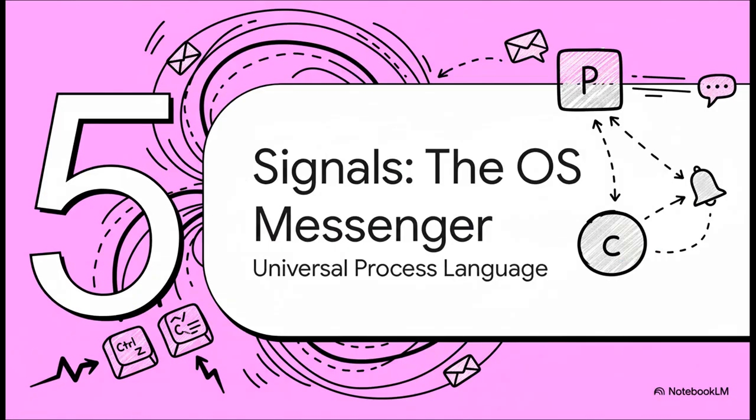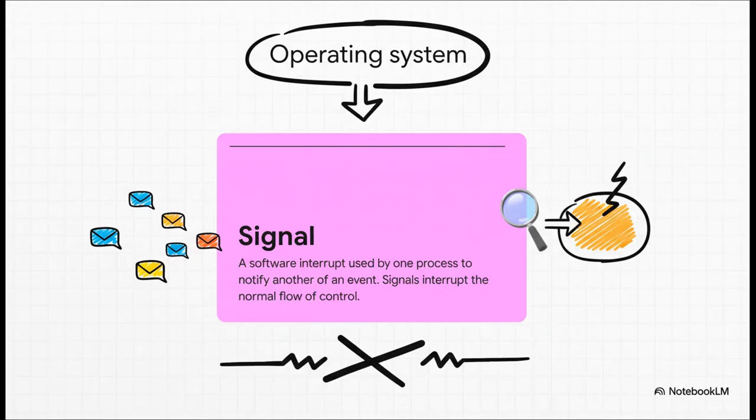So how do we actually do all this controlling? How do we stop a process with Control-Z or kill it with Control-C? How does the parent even know the child is done? The answer to all of this is a universal communication system built right into the OS called signals. You can think of a signal as a tiny little text message sent from one process to another, or from the operating system to a process. It's an immediate notification that something important happened.